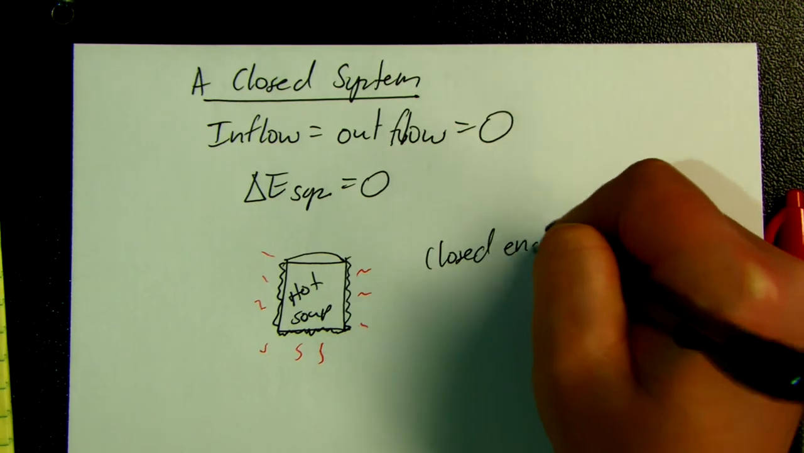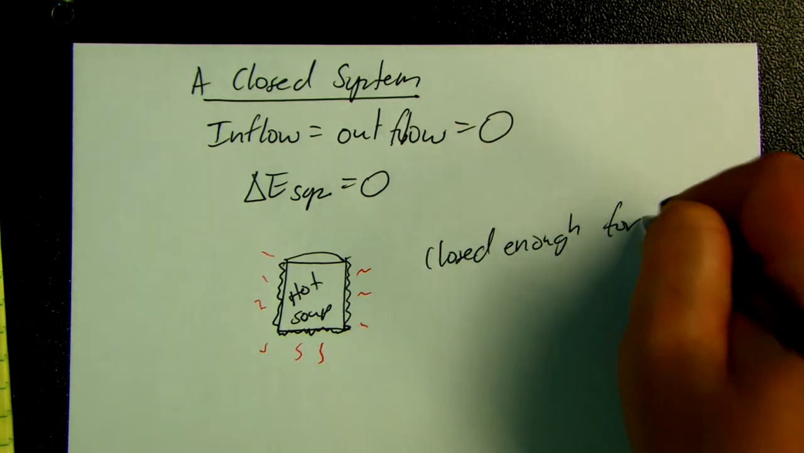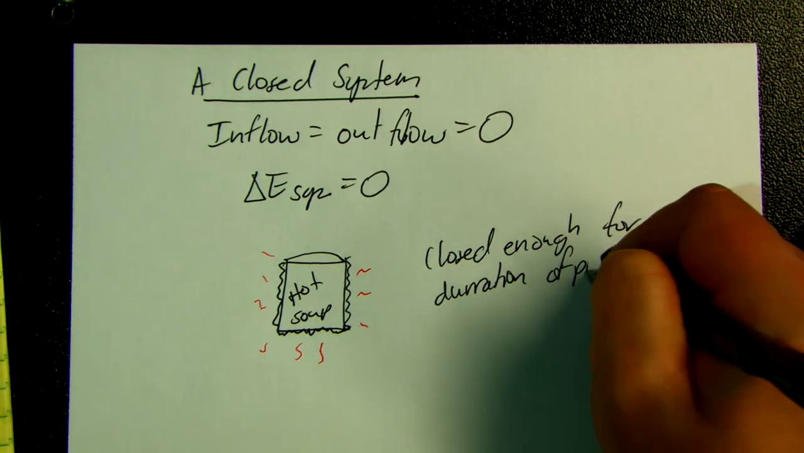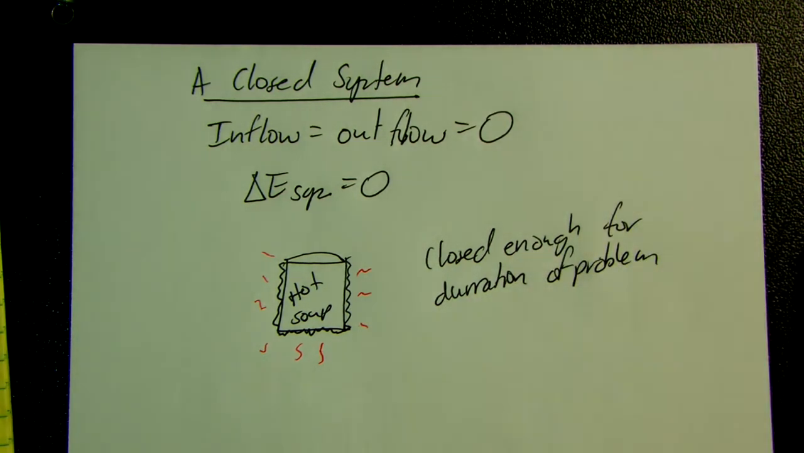Closed enough for the duration of the problem. So sometimes we'll say this is a closed system, and it's because there's not going to be any energy exchanges for the length of time you're looking at that are measurable. So in physics, we want to know, is it a measurable difference?